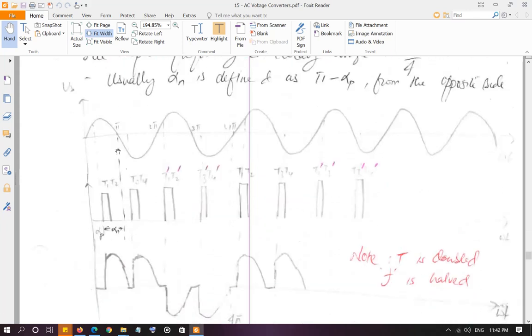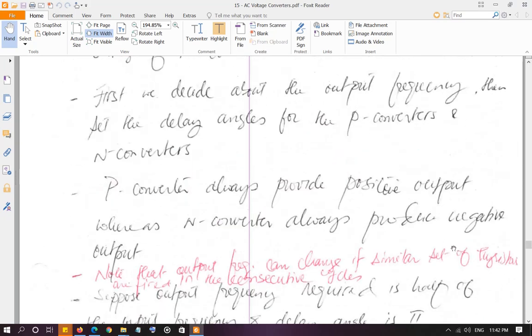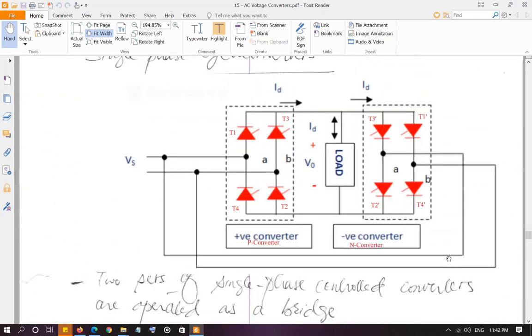All right. So first, T1 and T2 is fired. Now let me go over there. First, T1 and T2 is fired. So the current is going to flow from Vs through T1, load from top to bottom, load, T2 and back to the other side of Vs. That is during the positive cycle, T1 and T2 is fired, right?